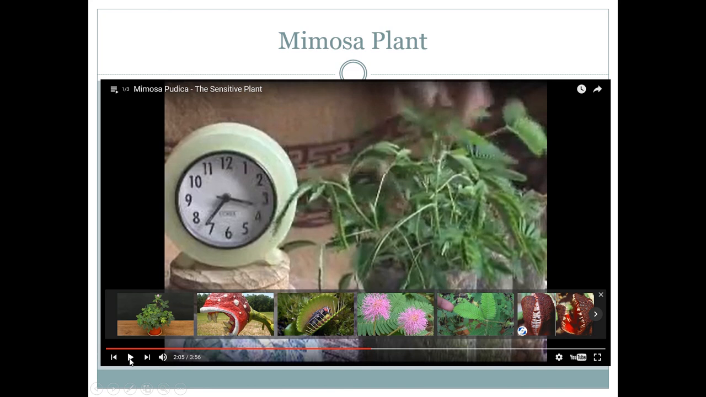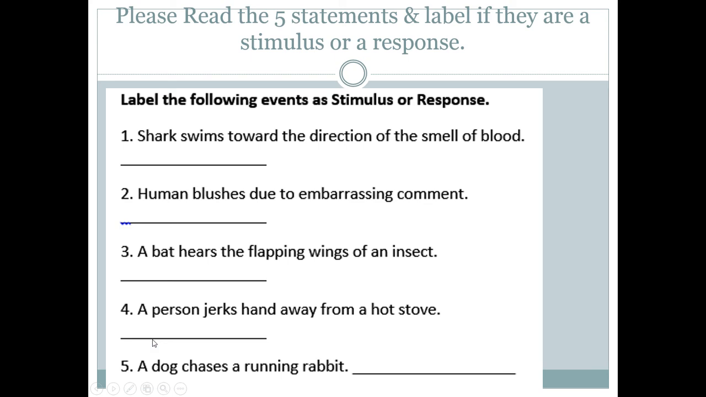All right, so you get the point that simply just touching those leaves elicits a response where the leaves close. So, five statements and label if they are stimulus and response. The shark swims toward the direction of the smell of blood. So the smell of blood is what triggers the shark to change its behavior and swim in a different direction.